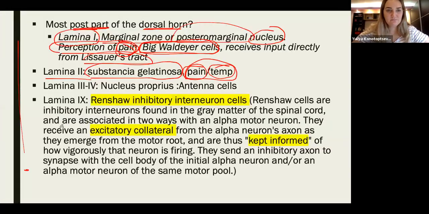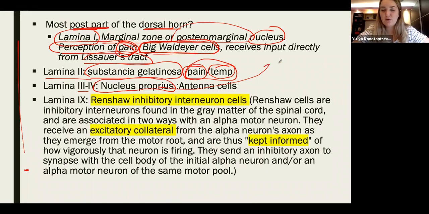Okay. Lamina number 3 and 4 contain the nucleus proprius. We'll talk about it later, but it has something to do with cranial nerve number 10. You will see that they're connected. This nucleus is connected to the vagus nerve in a way. We'll talk about it later. The interneurons in this nucleus are called antenna cells.